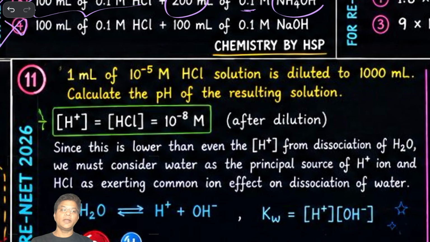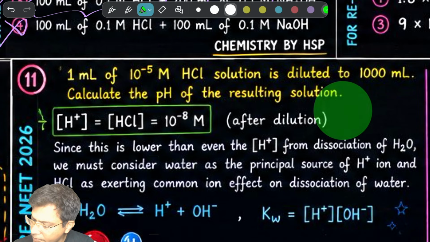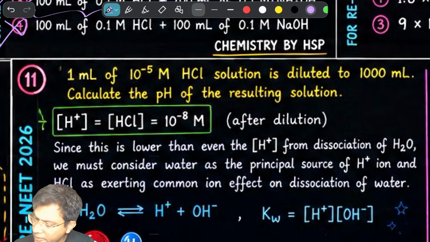1 ml of 10 raised to power minus 5 molar HCl solution is diluted to 1000 ml. So 1 ml is nothing, you can say 1000 ml; the final solution is 1000 ml only. So it is diluted 1000 times, which means the molarity will decrease 1000 times. 10 raised to power minus 5 will become 10 raised to power minus 8. So the H plus concentration will become 10 raised to power minus 8.